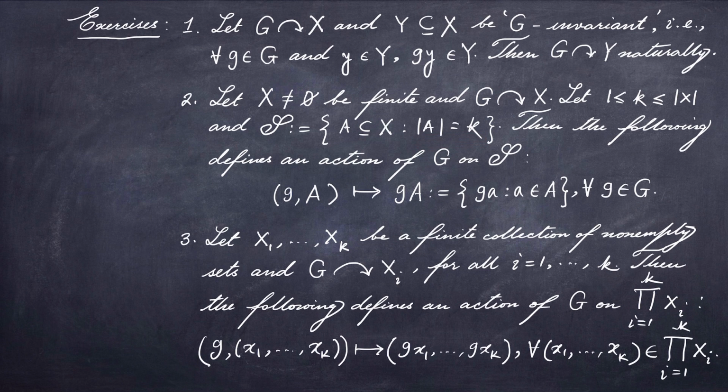k-subsets of X, then there is a natural action of G on this collection, since each group element g is giving a bijection. Therefore, if we have a set of k elements, then its direct image under the bijection given by g will also be a set with exactly k elements. The third one says that suppose we are given a finite collection of non-empty sets X1 up to Xk, and G has an action on each of these Xi's. Then we can construct a natural action of G on the Cartesian product of these sets. How do we define such an action? Basically it is just component wise.